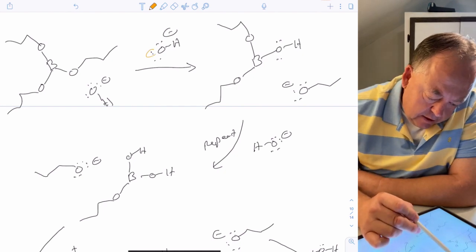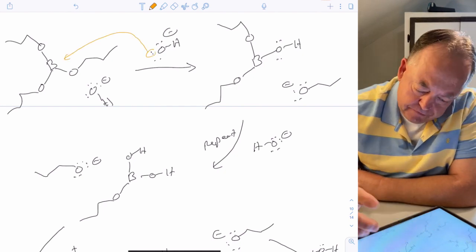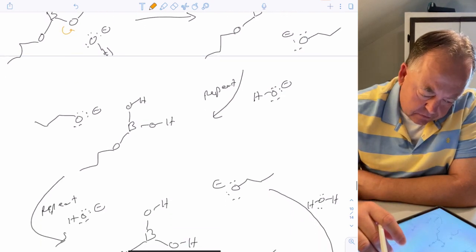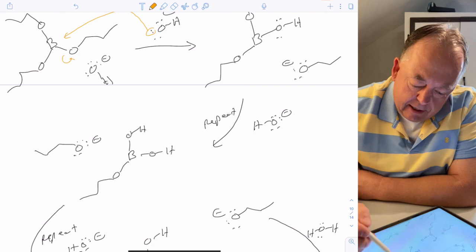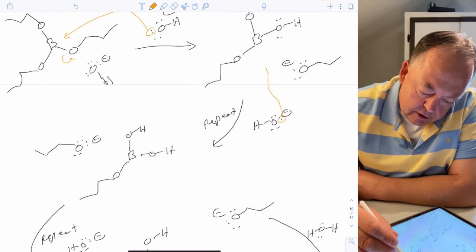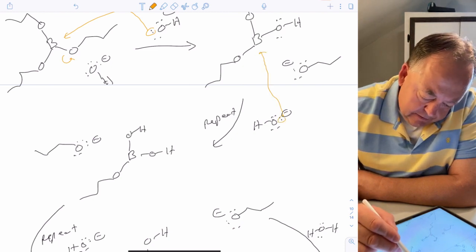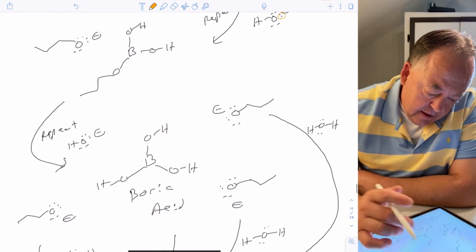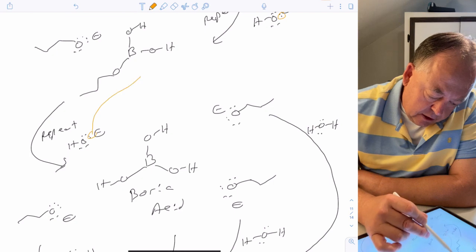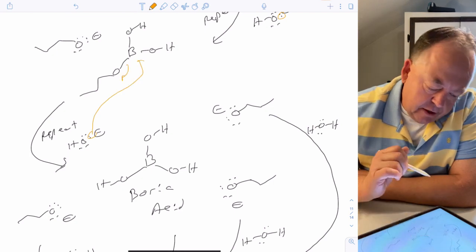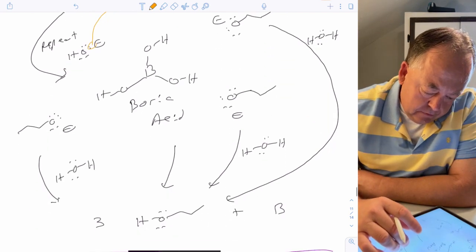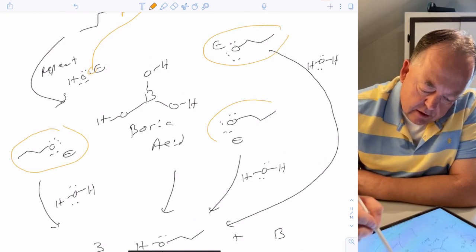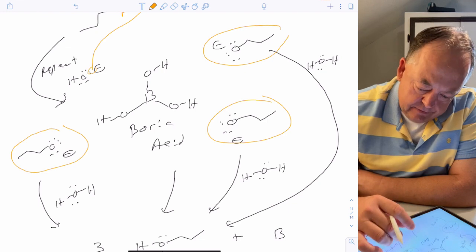So hydroxide attacks, kicks off this, and then repeat that process again. So another hydroxide attacks, kicks off this, and now you have that, and then repeat again, another hydroxide attacks, and then you kick off that. And now you have 3 of these that have left, and you have boric acid.